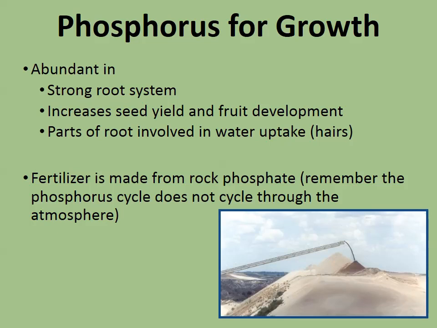Phosphorus. As you guys know, phosphorus does not have an atmospheric component to it. It does not cycle through the atmosphere. It's mainly found in rocks and in different types of bird poop. So most fertilizer is made from phosphate rocks. The reason why we need phosphorus is for a strong root system and increased seed and fruit development. The part of the root that's involved in water uptake is the hairs, and without phosphorus, you're not going to have that strong root system for the hairs.